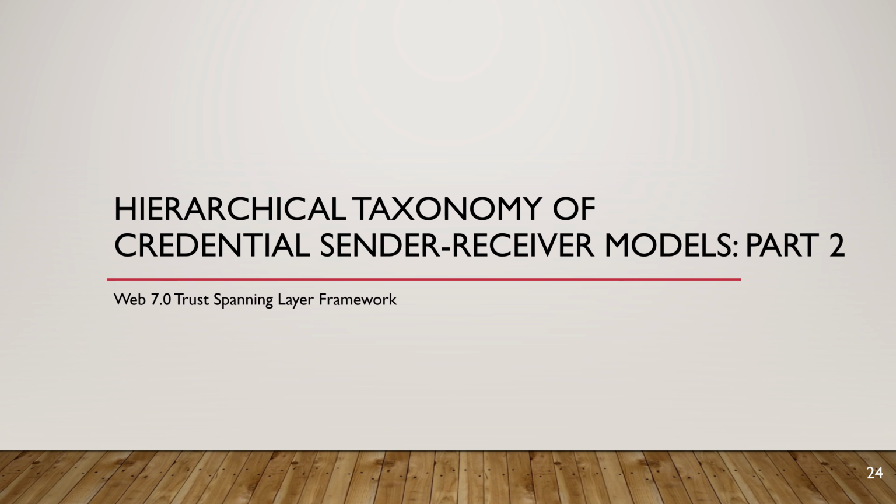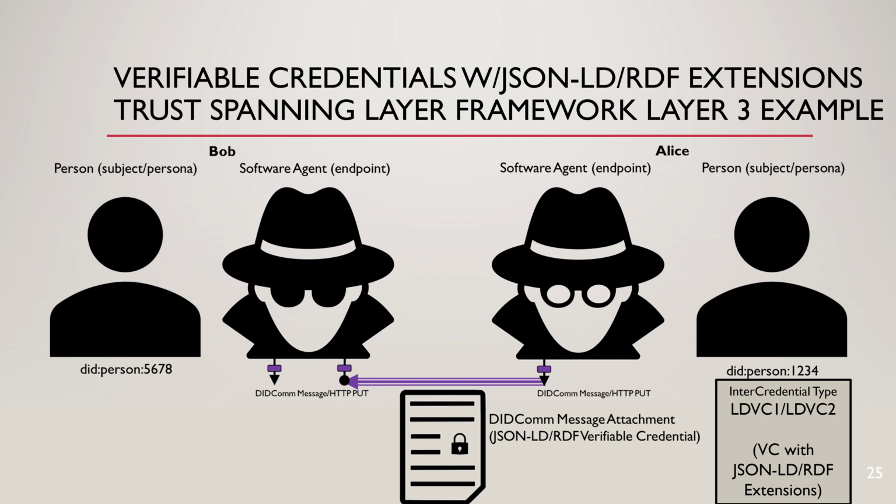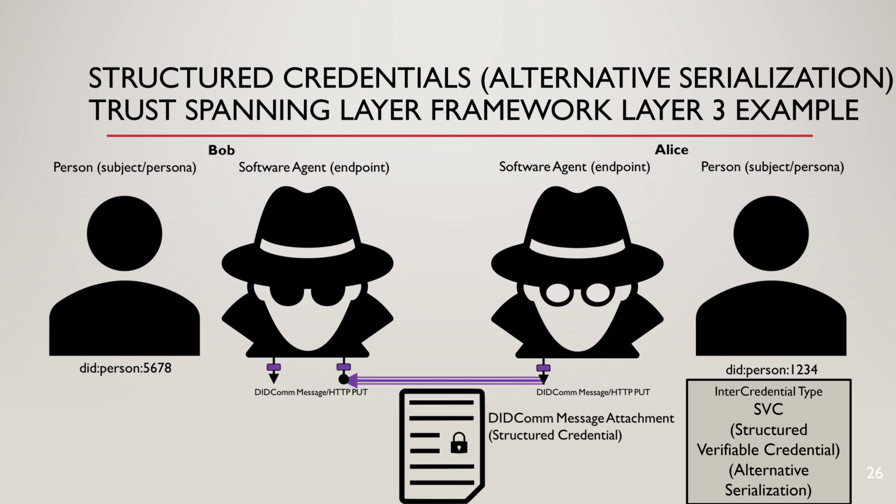Let's add another couple in here to reinforce this idea of a hierarchical taxonomy of credential sender receiver models. So here we have verifiable credentials with JSON-LD RDF extensions. So Alice is sending one of these JSON-LD RDF verifiable credentials over to Bob. We can see the InterCredential type is LD VC1 and LD VC2. There's actually 2 variations there. And we'll talk about that more clearly when we get to the InterCredential architecture reference model.